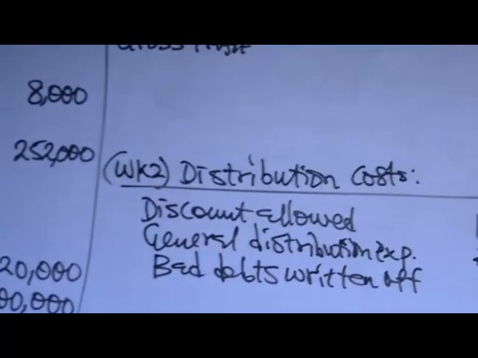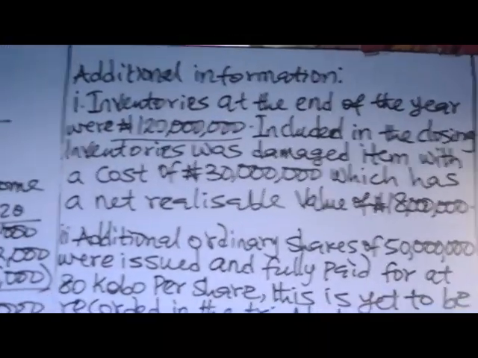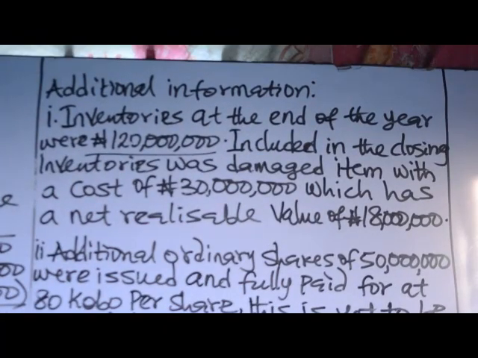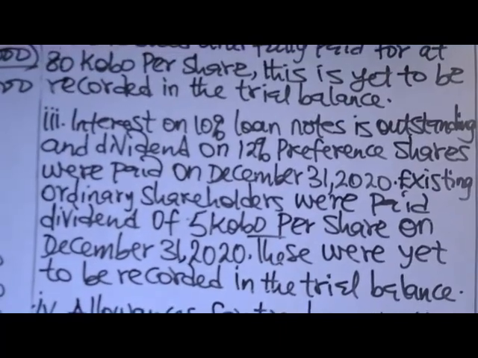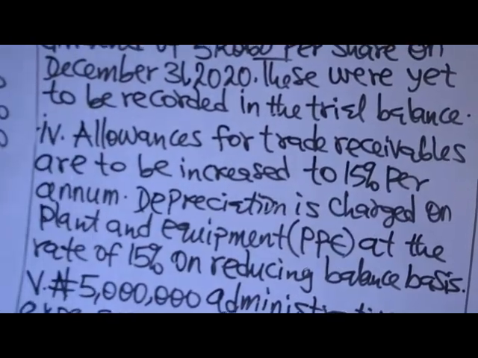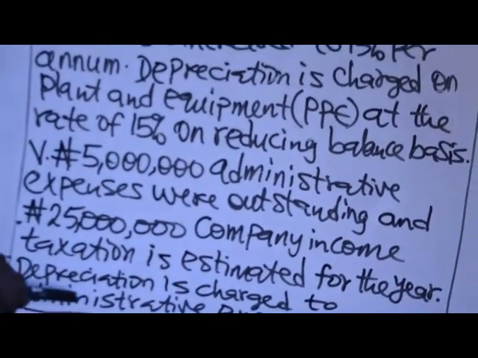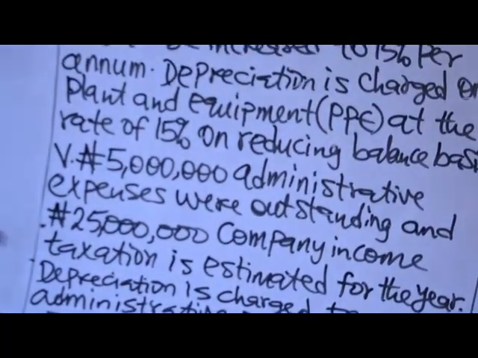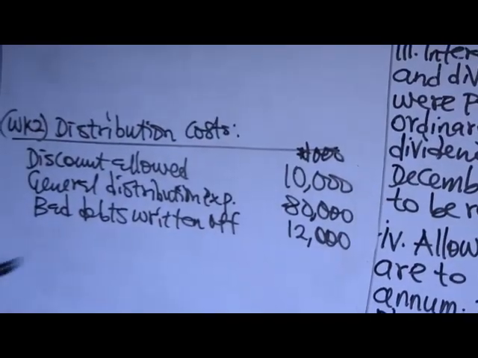Now let's go through the footnote. Additional information. Note 1 is inventories. Note 2, ordinary shares. Note 3 is interest on loan notes and the ordinary shares. Note 4, allowances for trade receivables are to be increased to 15% per annum. Depreciation is charged on plant and equipment at the rate of 15% on reducing balance basis. And the last note, you are to charge your depreciation to administrative expenses. So, you are to increase your allowances for receivables to 15%. Now, let's consider that.